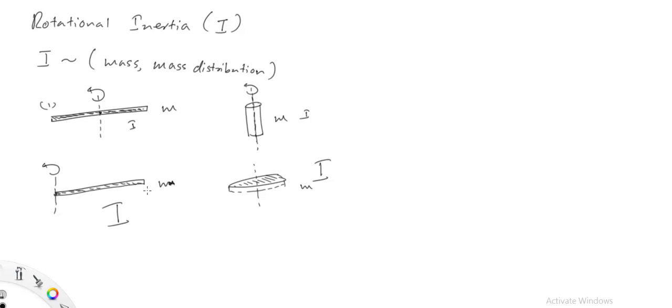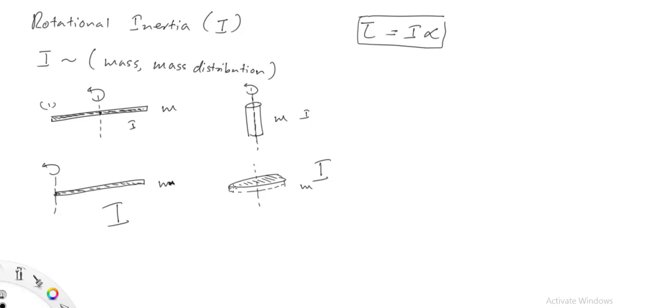Okay, so that's the idea of this, and then we can say tau equals I alpha. We'll get to this later. We'll work on some examples, but before that, let's talk a little bit more about the inertia. Alright, so let's look into rotational inertia a little bit in detail. So I mentioned that it depends on the mass and mass distribution.